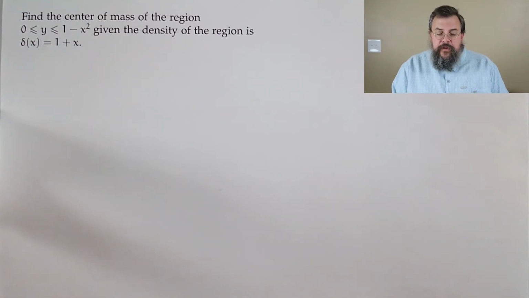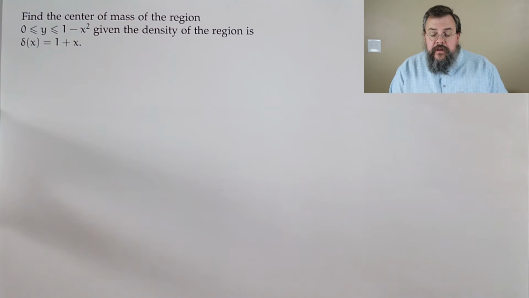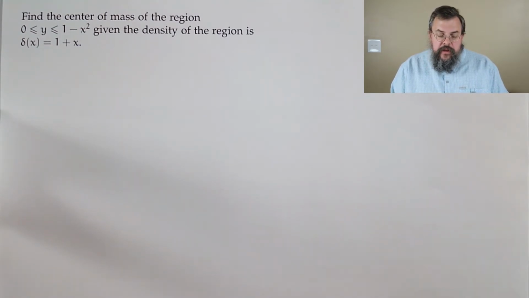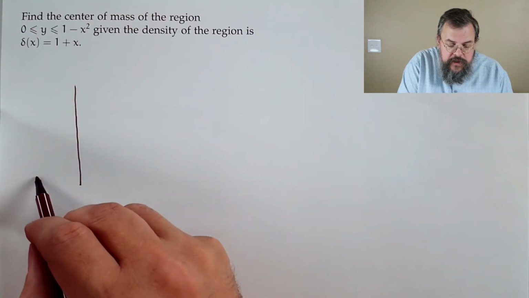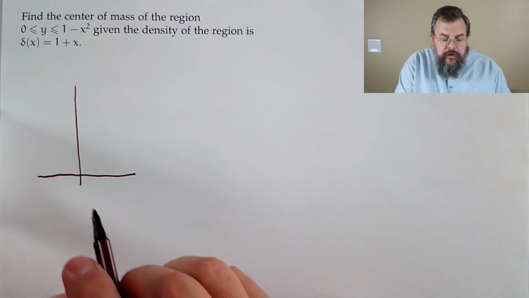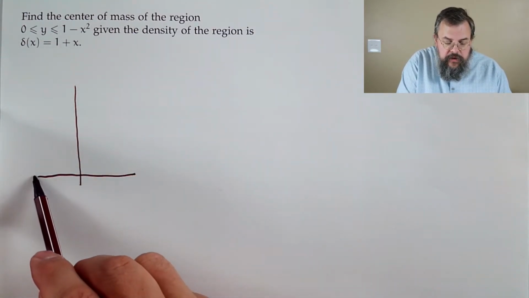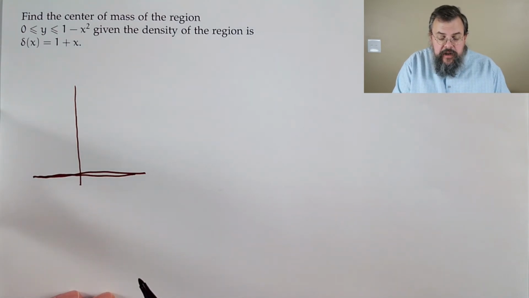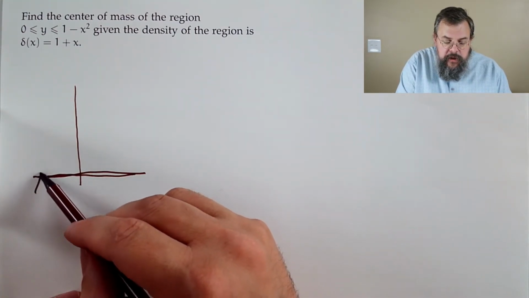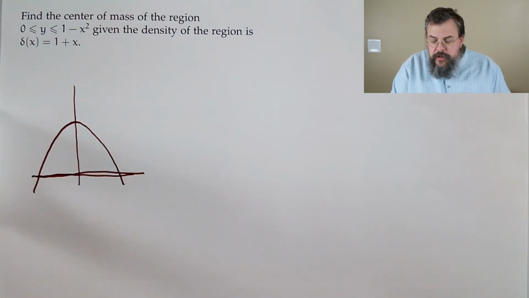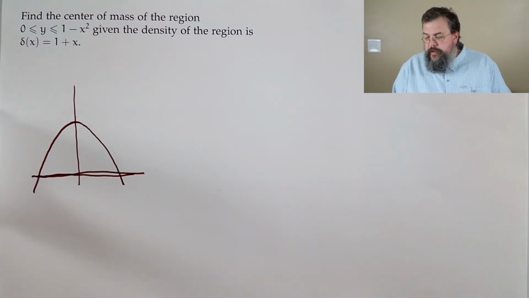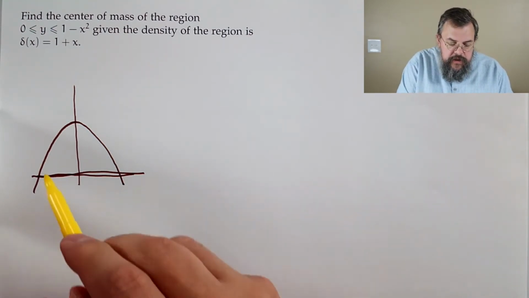Find the center of mass of the region where y goes from 0 to 1 minus x squared, given the density of the region is 1 plus x. Okay, well, let's think about the picture here. We have 0 less than or equal to y, so this is y equals 0, the x-axis. 1 minus x squared is an upside down parabola. So our region is the space in between. All right, that's not so bad. So here's our region.